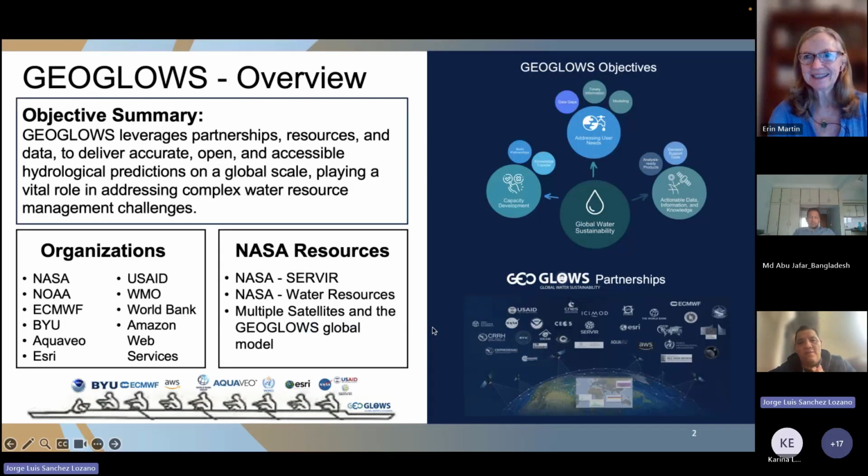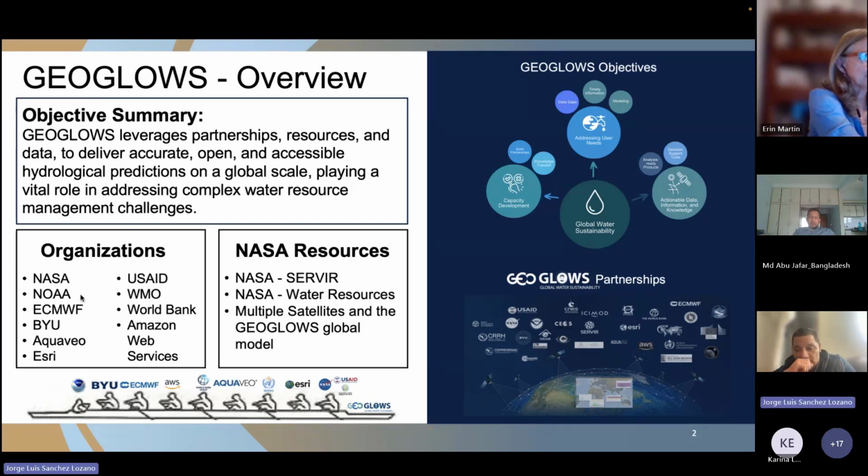I am going to talk about the GEOGloWS initiative. The GEOGloWS leverages partnerships, resources, and data to deliver accessible hydrological predictions on a global scale, playing a vital role in addressing complex water resources issues, and also developing capacities inside the partnerships, but also inside the communities.